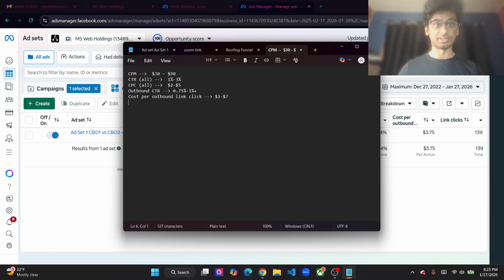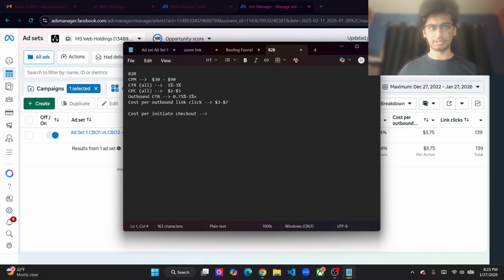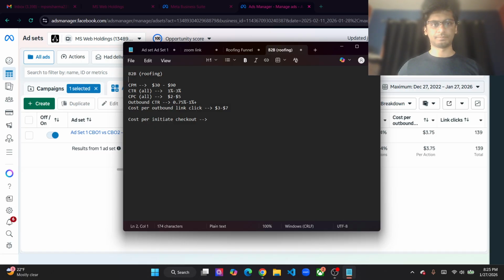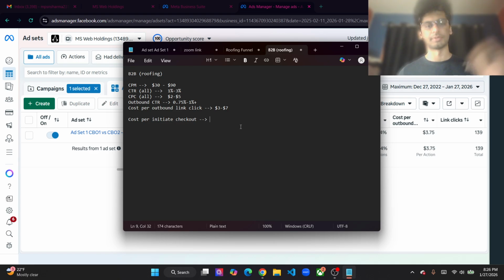And these are the big ones. Cost per initiated checkout. It should be 20. And again, this is for B2B, and I'm specifically doing roofing. And for roofing, your costs tend to be a little bit higher because there's less roofing business owners than there are chiropractors or, for example, doctors, or what's the word I'm looking for? Customers, like B2C, right? Regular people, there's more regular people than there are roofers, for example.